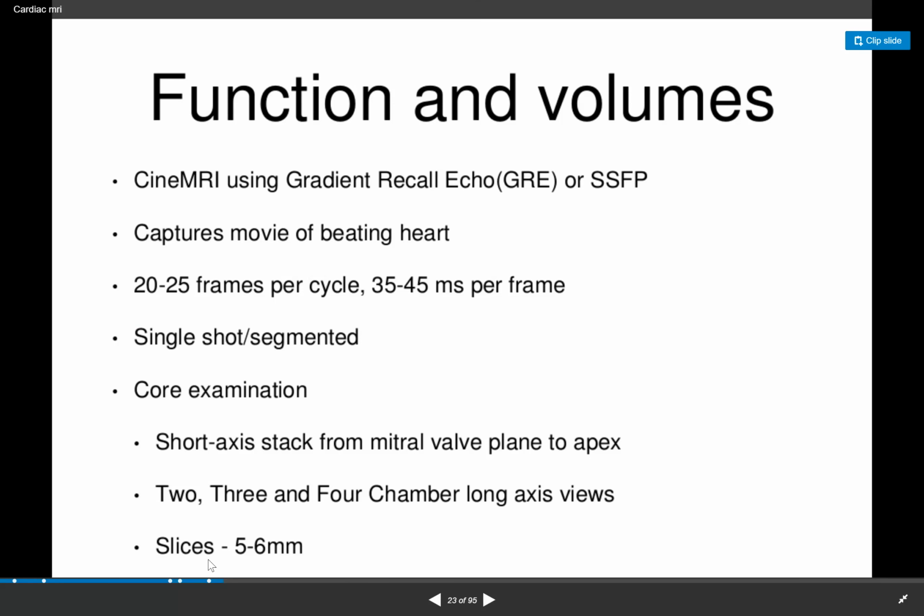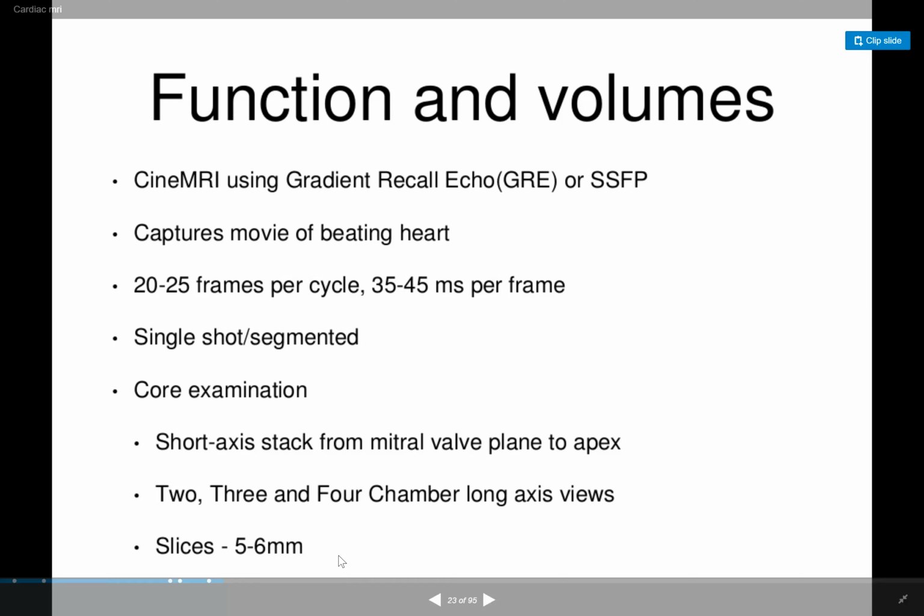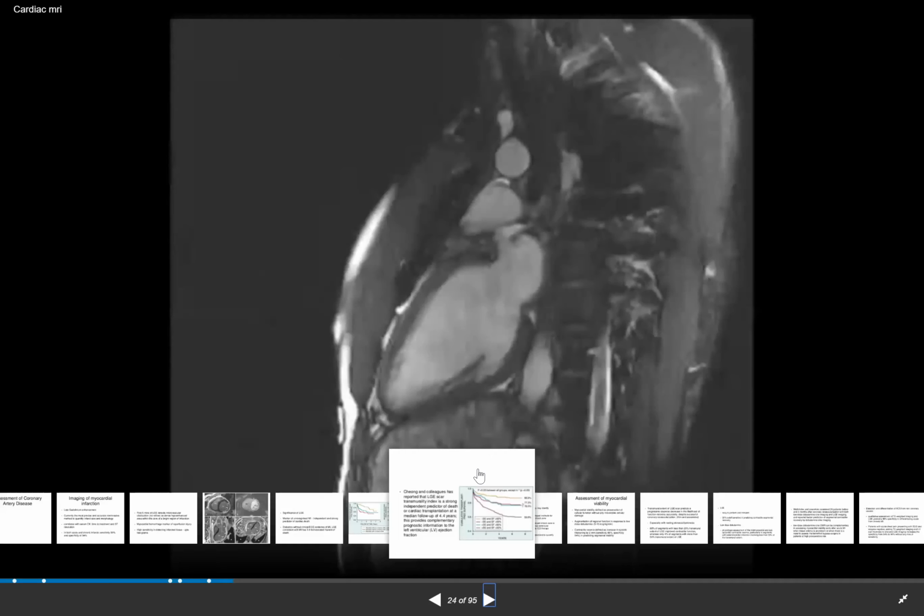And we try to get 6 mm slices, but it's really 8 mm to 1 centimeter slices. So every image is about a centimeter, which means that you can miss things. On TEE, the resolution is around 1 millimeter, you can see those things on TEE very well, but on the MRI, you might not be able to see it. So MRI is not superior in finding small things in the heart.